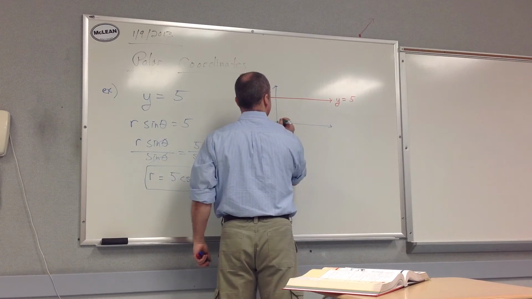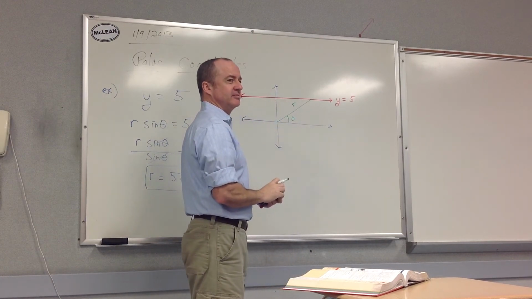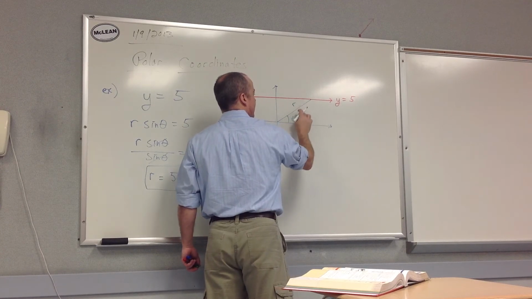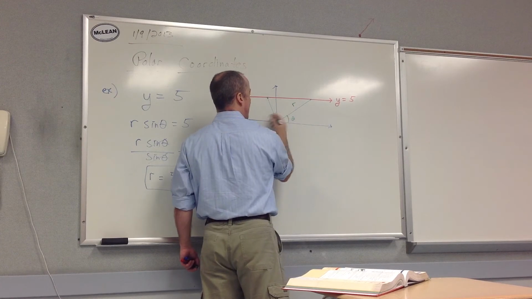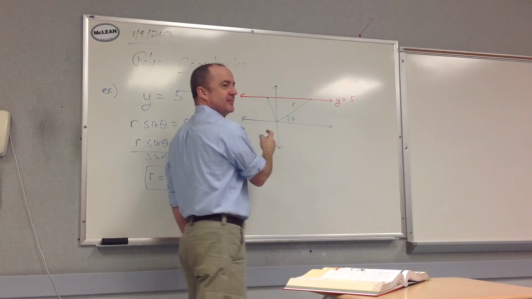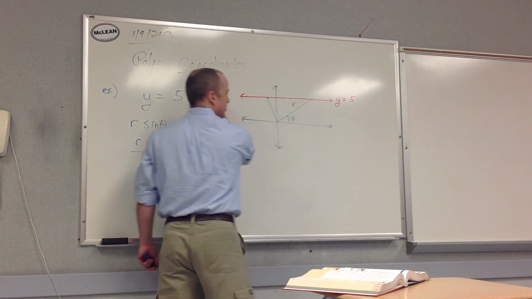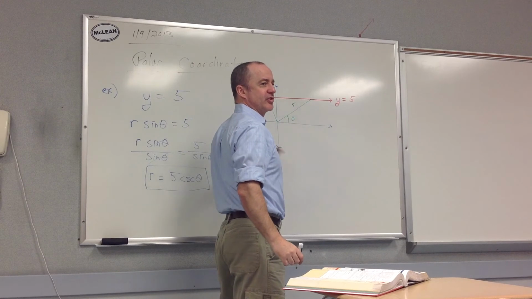Everything is described now in terms of the length of a radius and an angle theta. Here, y is just staying 5. Here, if I change this angle, I get wildly different lengths of radius. R goes from 5 to infinity in both directions as theta goes around the circle.